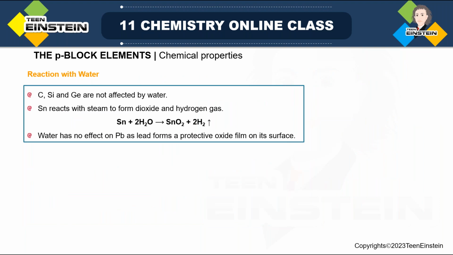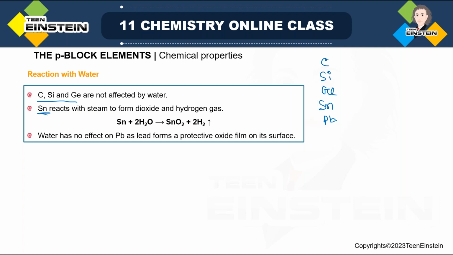Next we will see the reaction with water. When reacting with water, for the first three elements, that is carbon, silicon and germanium, there is no reaction with water. Come to the fourth element. Let me write the elements again.